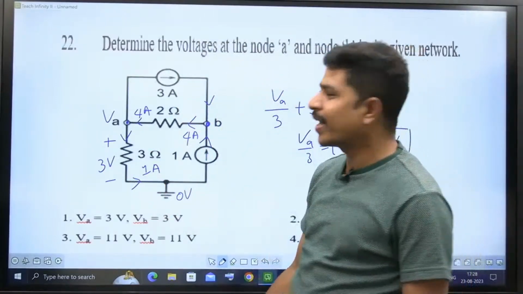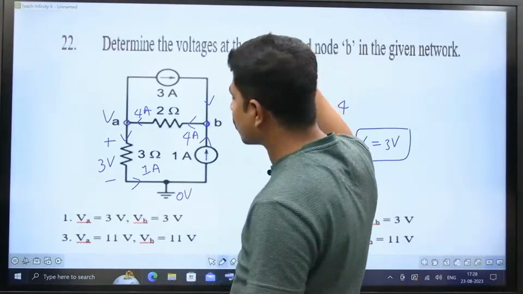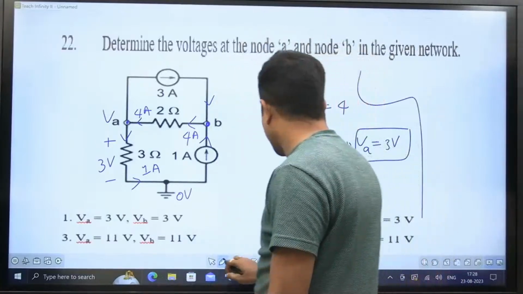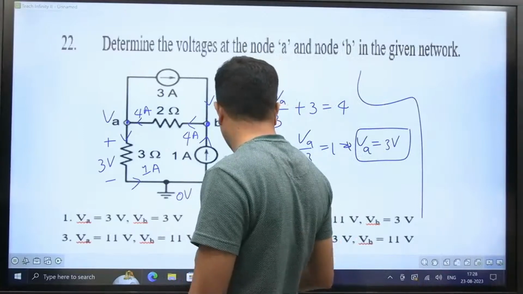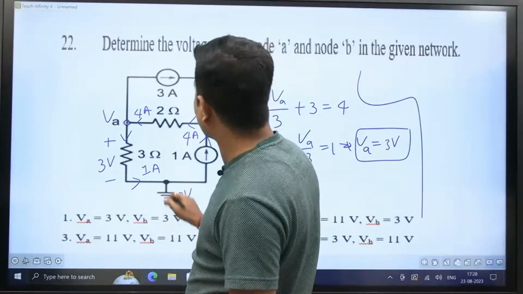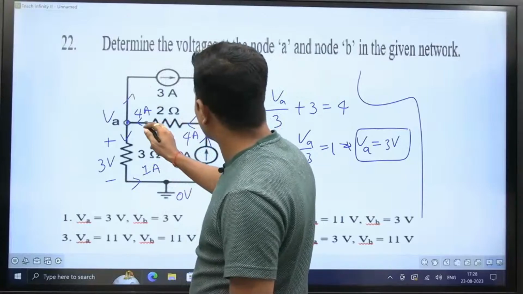Or directly also I can apply. See, this equation itself is not required. What is another method to solve that one? Another method to solve that one is I can say like this. Observe. 3 is leaving, 4 is coming.